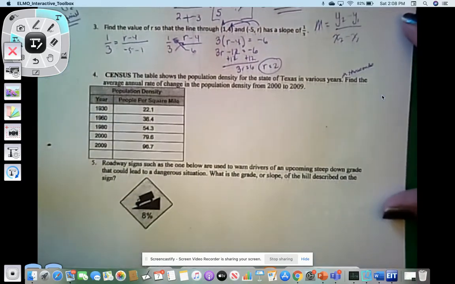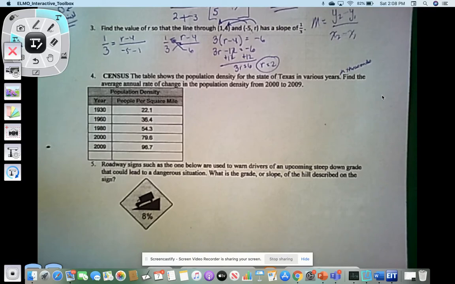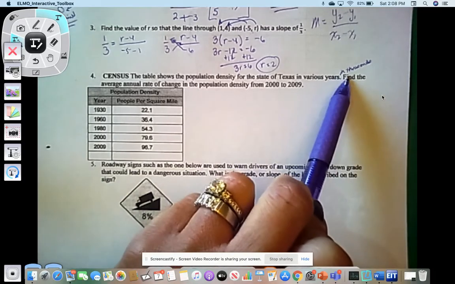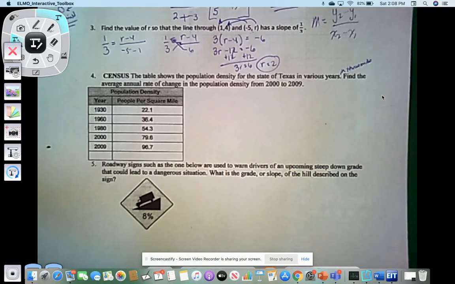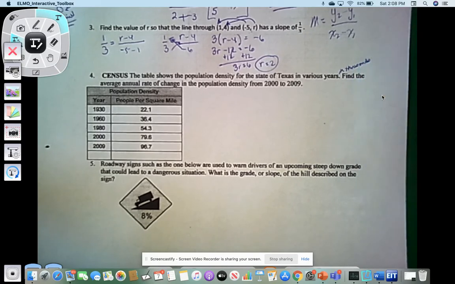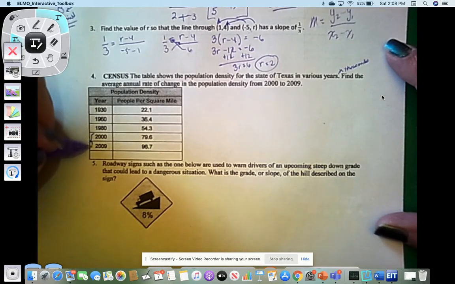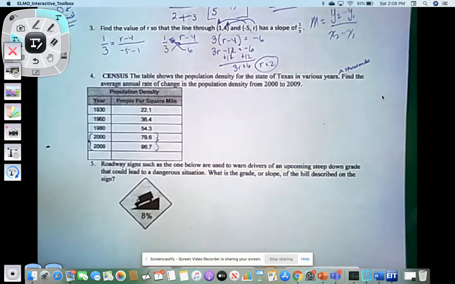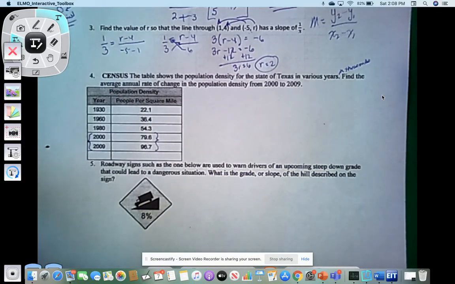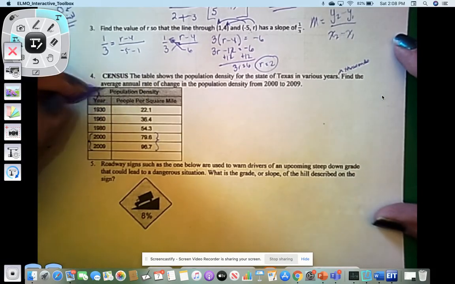All right, and then down here, some word problems. The table shows the population density for the state of Texas in various years in thousands. Find the average annual rate of change in the population density from 2000 to 2009. So we only care about these years. Even though they gave us other years, this is all we're focusing on because that's what they asked. So this is my X and this is my Y.